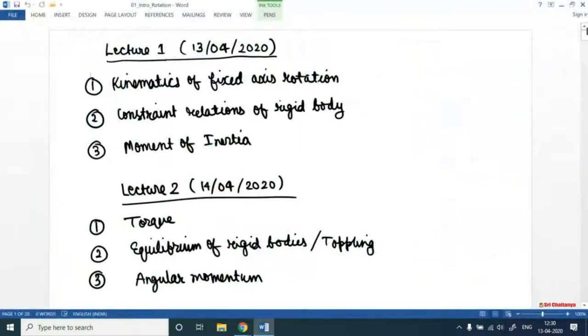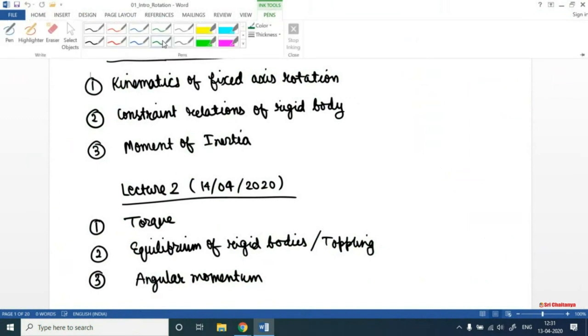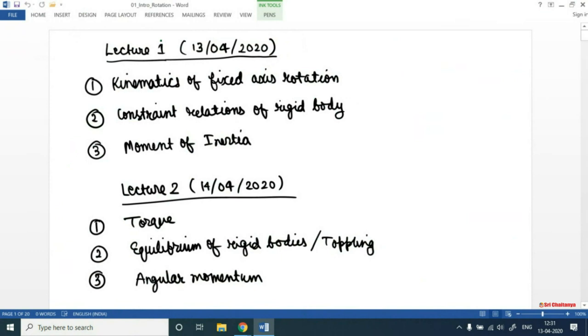So here it is. What I have planned for today's lecture: we are going to discuss first of all kinematics of fixed axis rotation, and then we will look into constraint relationships of rigid body, and then we will also try to cover moment of inertia, which is a very important physical parameter in order to discuss the behavior of rotation.